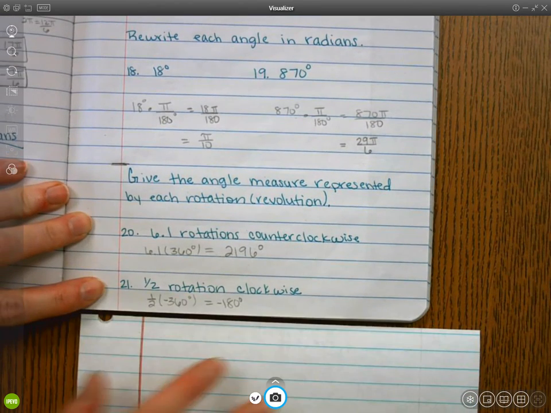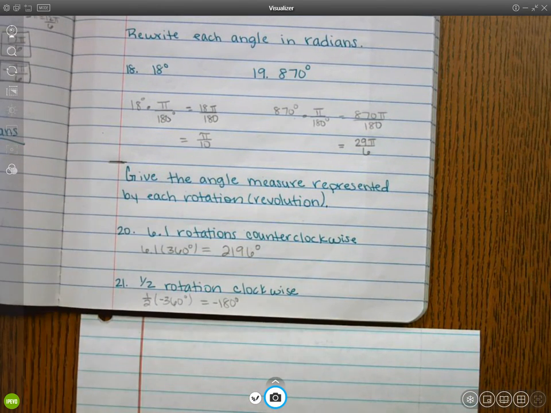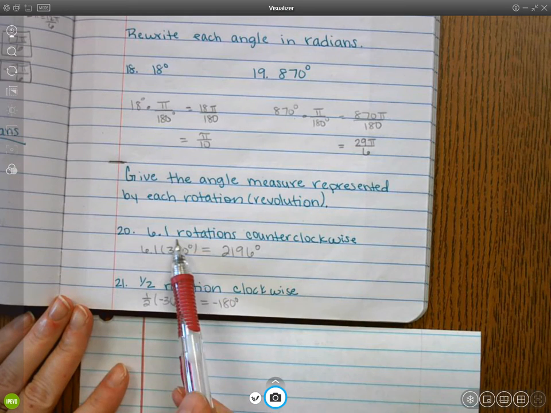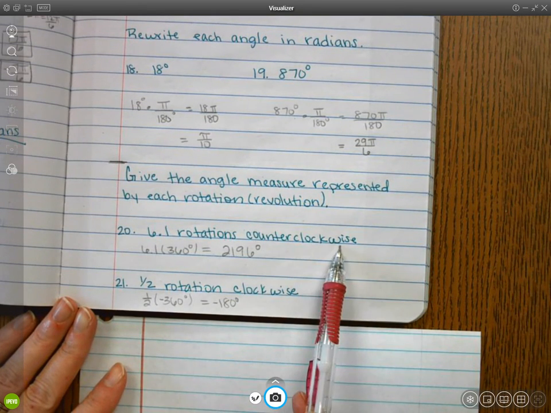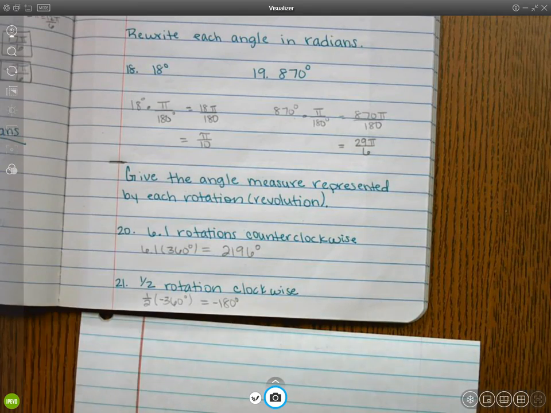Alright, if I asked you to do a half a rotation clockwise, that means they want you to go halfway around the circle but backwards in the negative direction. So you do 1/2 times negative 360 and you get your angle. So again, rotations is all the way around the circle, so times 360. And clockwise or counterclockwise is just, am I going positive or negative?